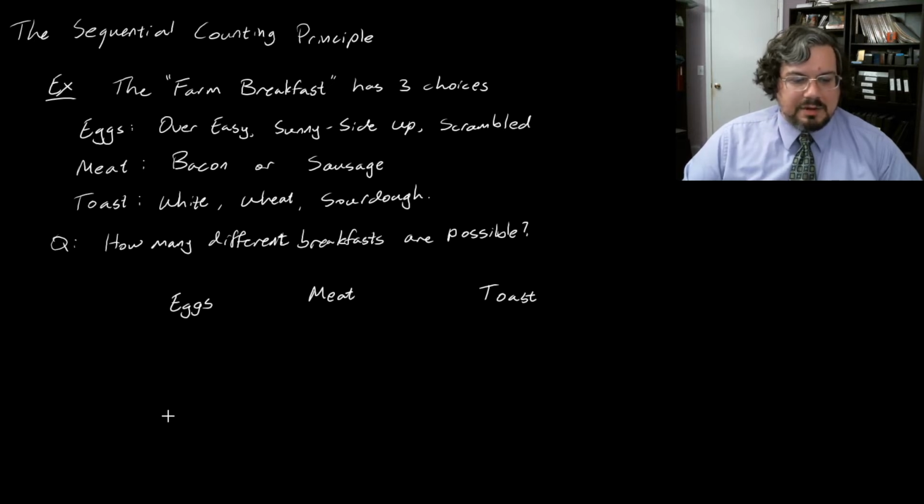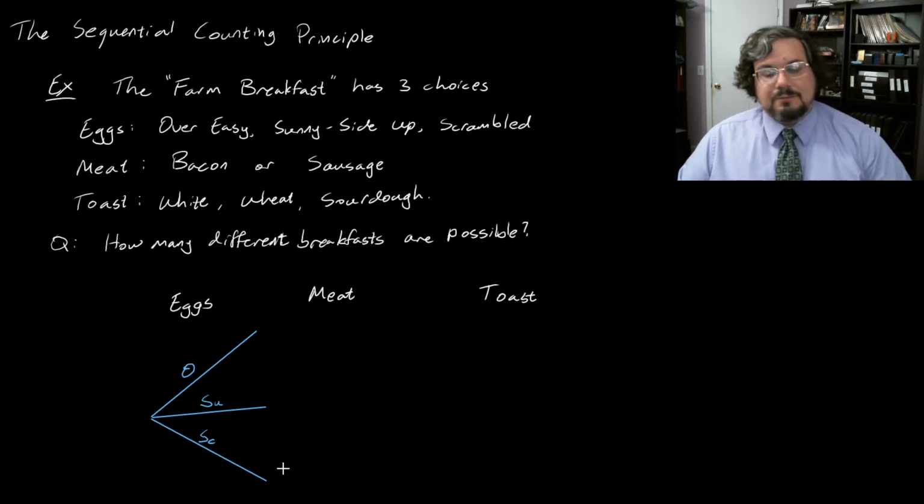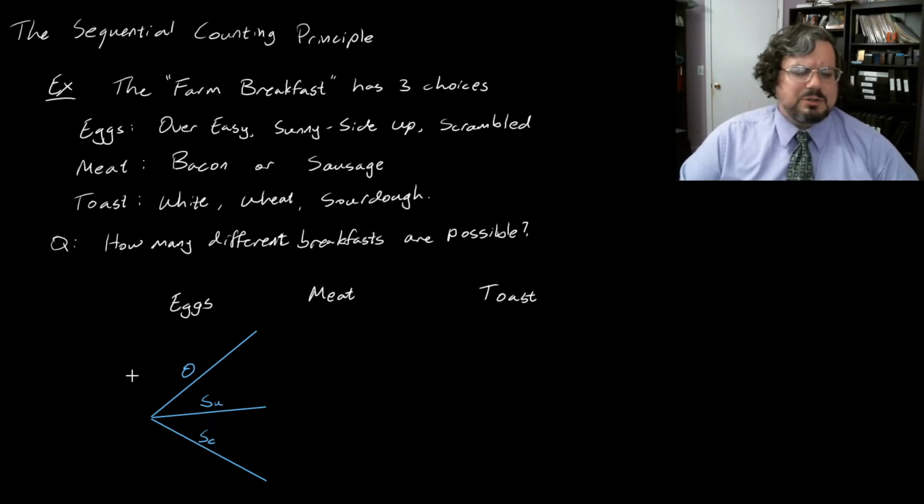So we're going to say that when we choose our eggs, we've got our three different possibilities here. And I'm just going to label these with O, SU for sunny side up, and SC for scrambled, so that we can keep track of which one is which. And there are three different ways that we can have our eggs.